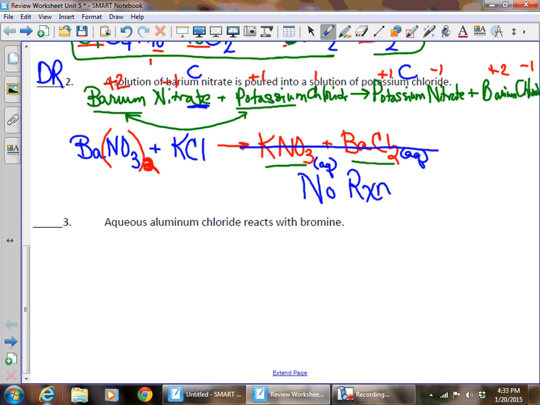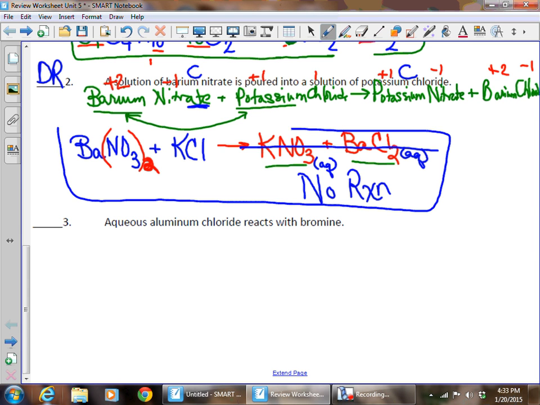The other one on this page, we've got aqueous aluminum chloride, which is a compound. And by the way, on this one, you can box it. Probably a good idea to box that whole thing to show that you don't have a reaction here.